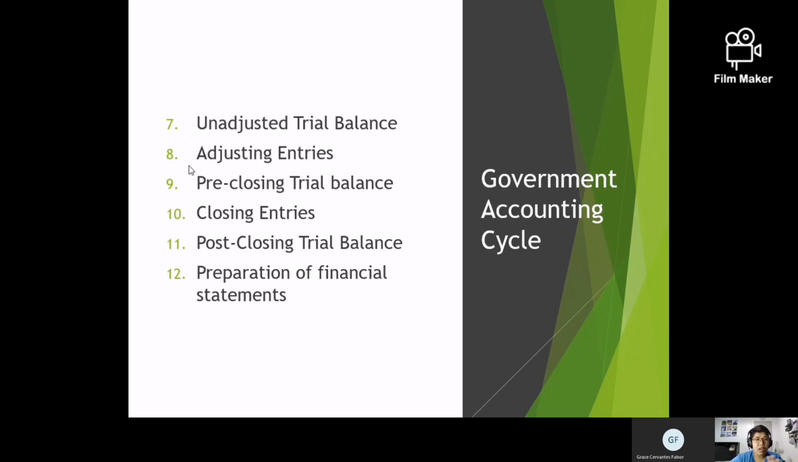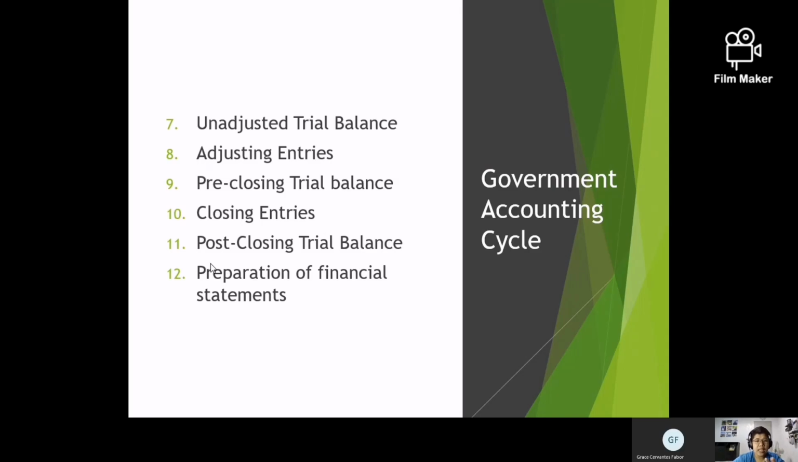So, at the end of the period, magkakaroon ng adjusting entries, mga iba't ibang klaseng adjusting journal entries. Then, prepare na ng pre-closing trial balance or ang tinatawag natin dyan sa private is what we call adjusted trial balance. Dito, pre-closing trial balance. And then, closing entries. And then, gawa na ng post-closing trial balance. And now, you can now prepare financial statements. So, ang financial statement natin dito sa government is meron tayong 6. Not 5, but 6.